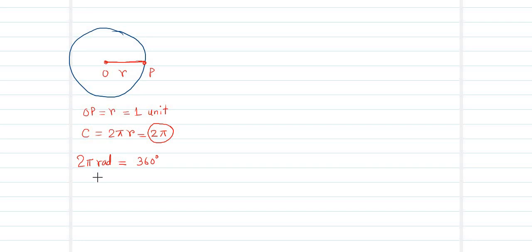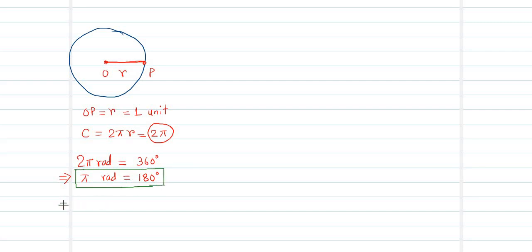So in other words, 2 pi radian equal to 360 degree, that is same as pi radian equal to 180 degree. We are dividing it by 2 only. So the most important relation is pi radian equal to 180 degree.